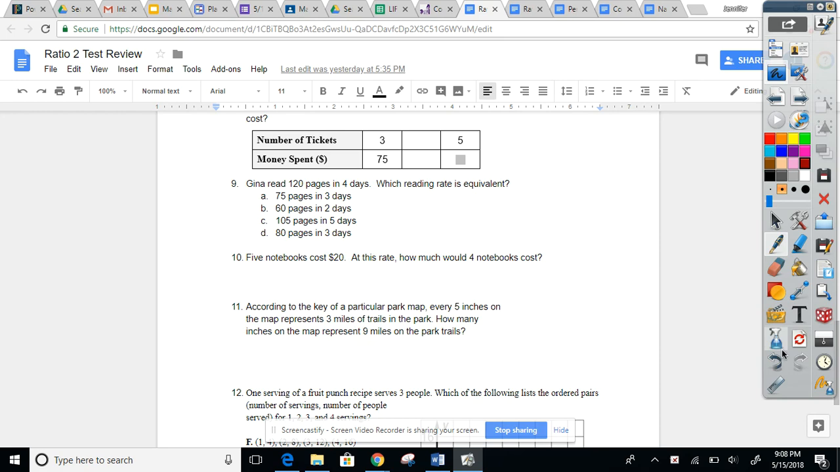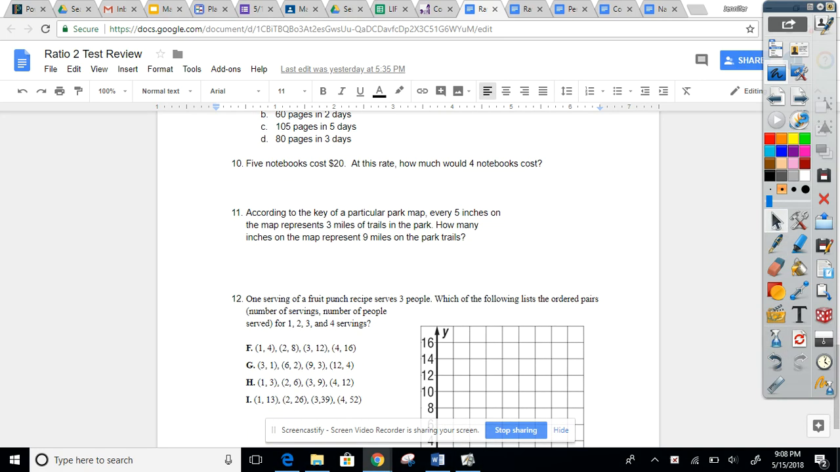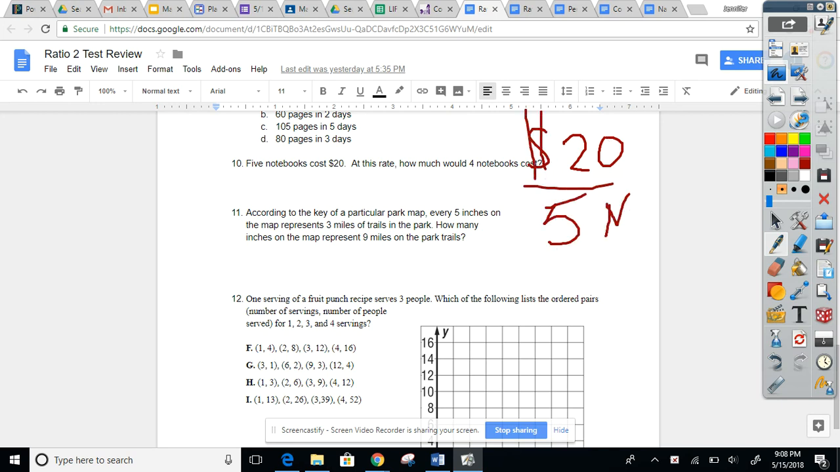We'll scroll down to number 10. Okay. It says 5 notebooks cost $20. I'm going to just go ahead and write it as a ratio. I spent $20 on 5 notebooks. Okay. Now, I want to know how much it is for 4 notebooks. But 4 and 5 are kind of like neighbors.